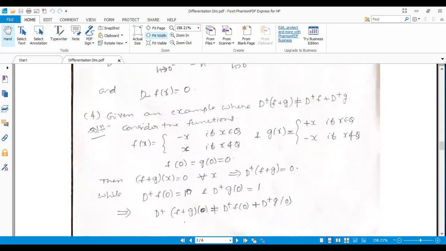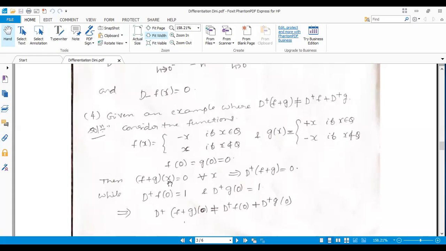Now we will give one more example related to this. Give an example where D plus of f plus g is not equal to D plus of f plus D plus of g. Here again, we choose two functions: f of x is equal to minus x if x belongs to Q, and x if x does not belong to Q, which can also be written as rational and irrational. g of x is plus x if x belongs to Q, and minus x if x does not belong to Q. f of 0 and g of 0 are 0 here.